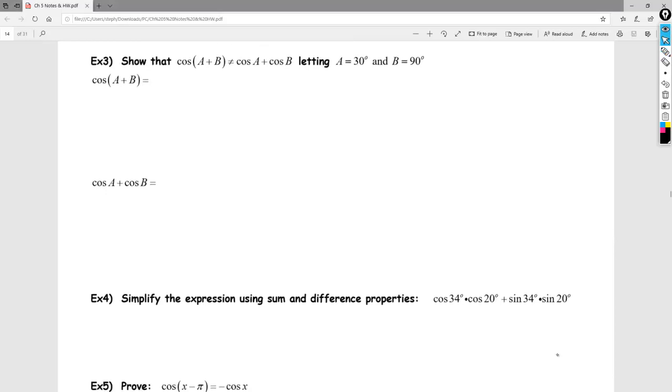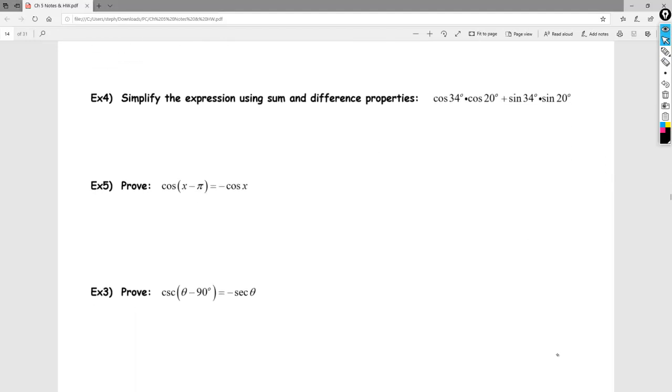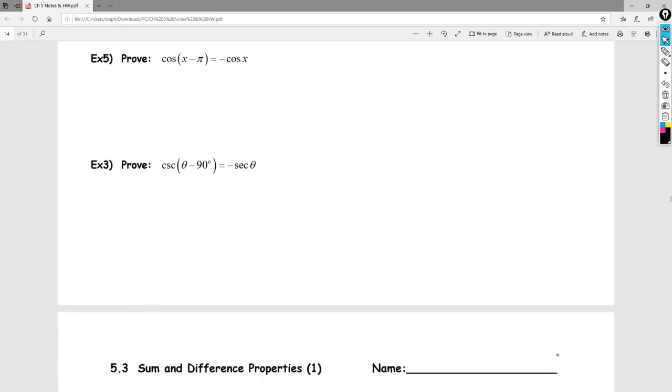Alright, so let's move on. So then they asked me to prove using my sum and difference properties. So let's go ahead and prove that. Okay, so in this case, I will call x a and pi b. Okay, so I know that cosine of a minus b will be cosine of x times cosine of b, in this case pi, plus sine of a times sine of b.